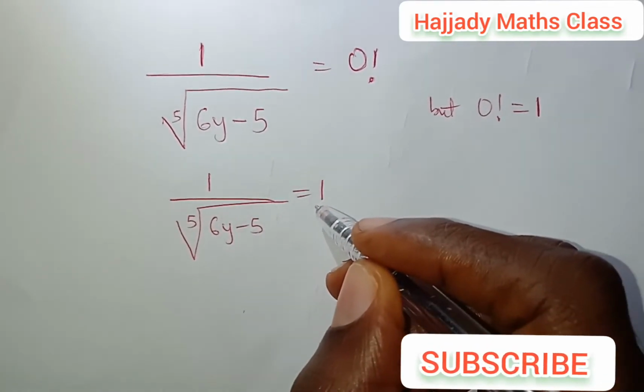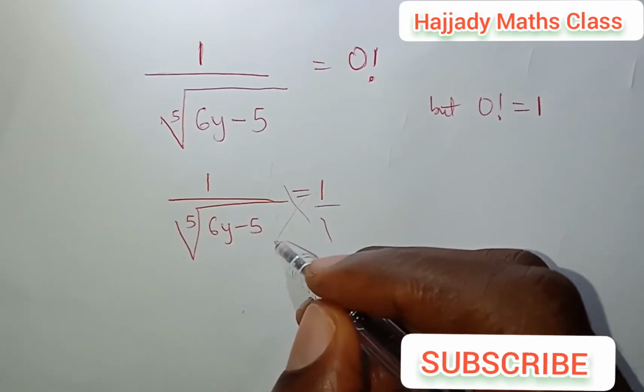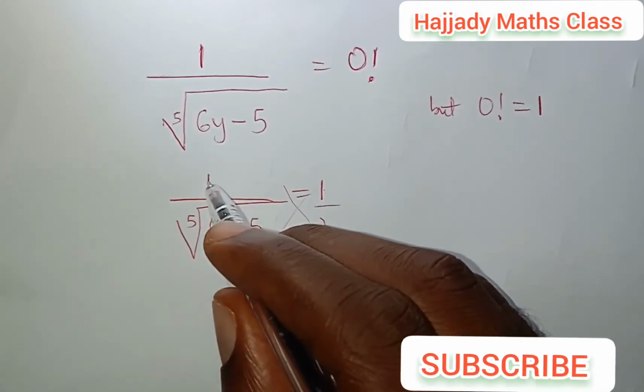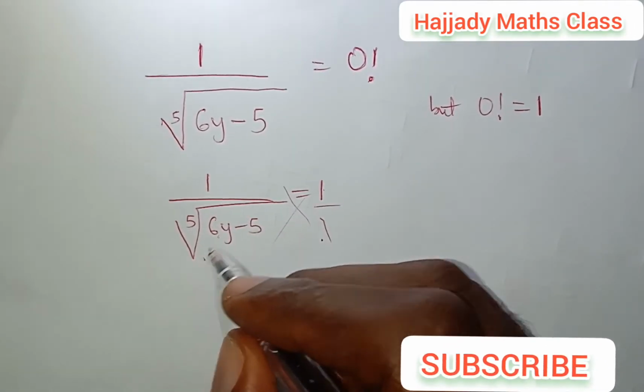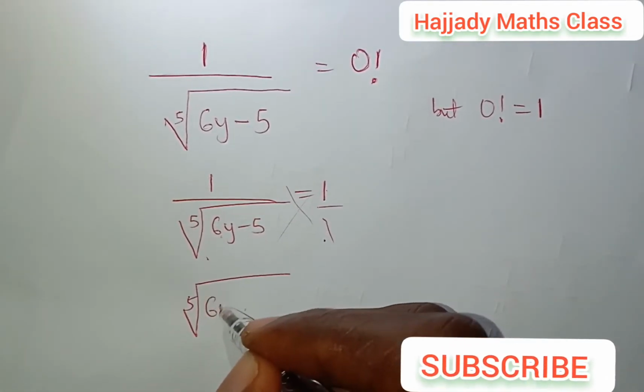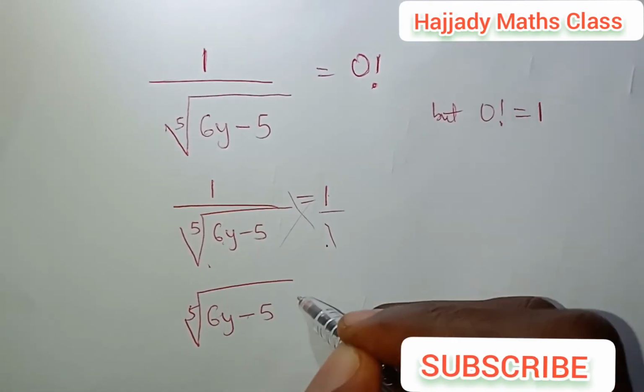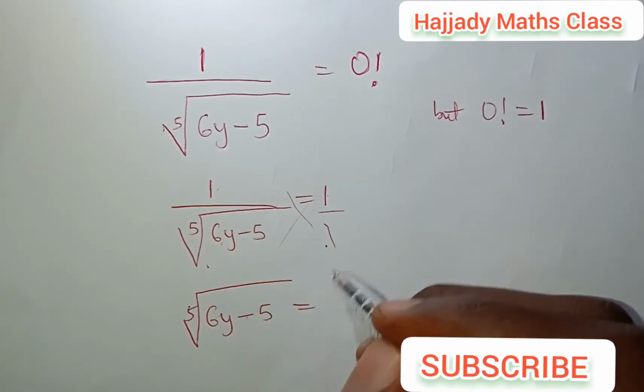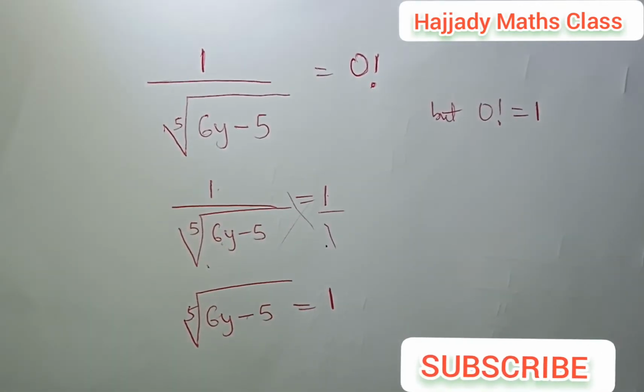So the next thing we are doing here is to what? Cross multiply. This multiply this while this multiply this. So if this multiply this, we have the 5th root of 6y minus 5 to be equals to 1 times 1, we have 1. Now, the method of indices will be used there.